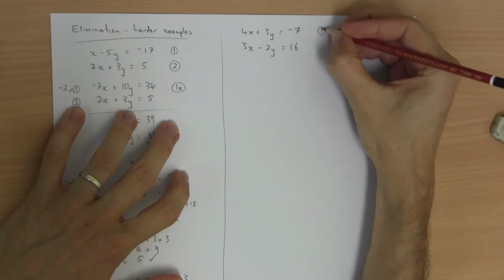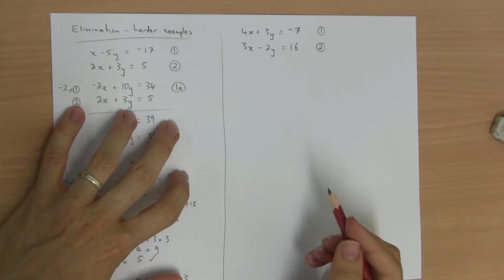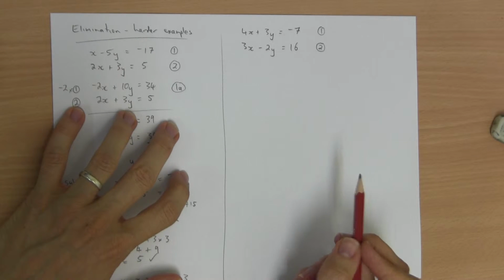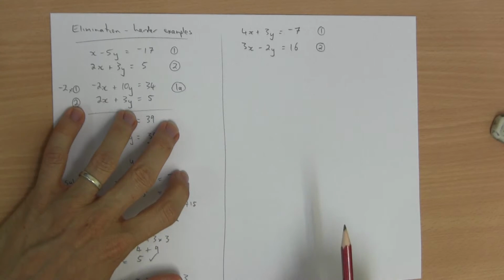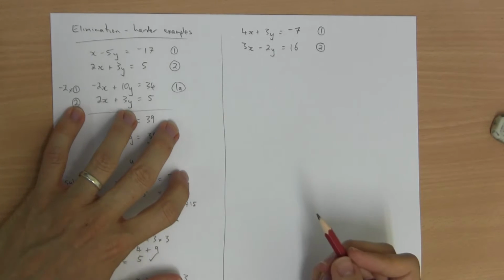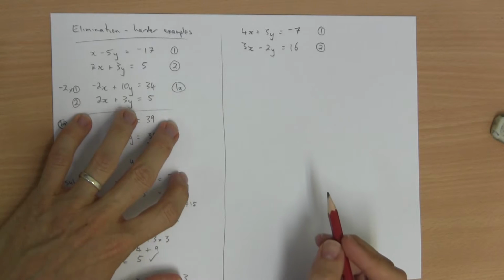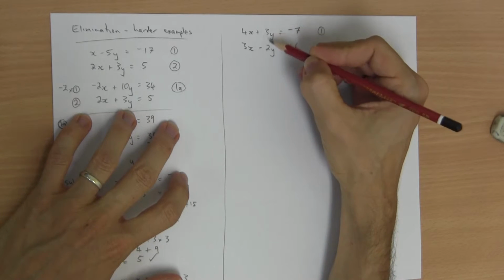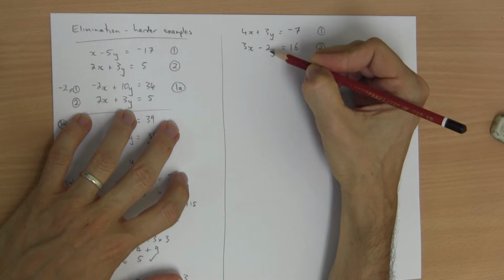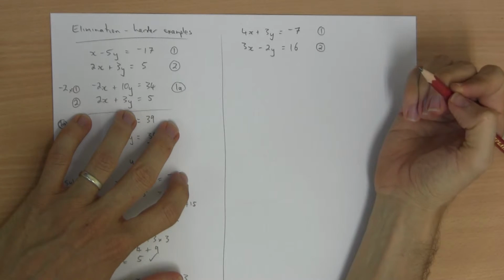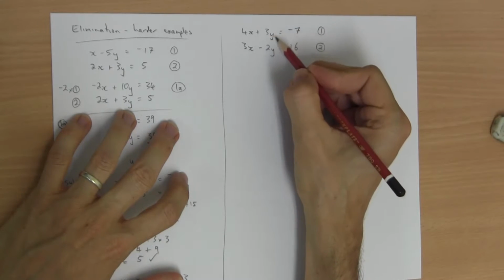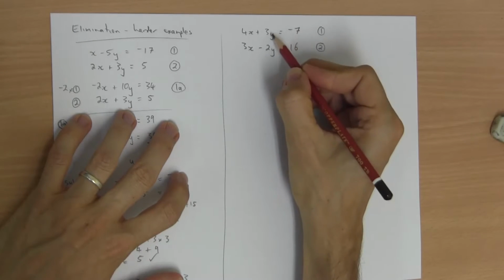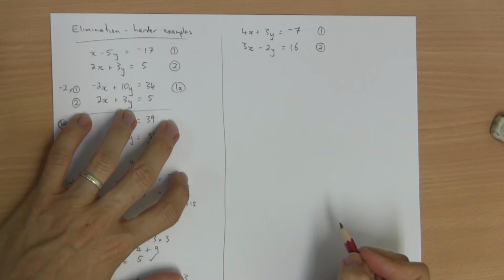So here's what we do. I need to make one of the variables have the same coefficient. It doesn't matter which one, I've just got to have the same coefficient. And for ease of adding my equations, it'd be nice if they had opposite signs. So if you look at y, they've already got opposite signs, but how can I make the coefficients the same? Well, it's actually very like fractions. If I multiply the 3 by 2 and the 2 by 3, I'll end up with 6y on both equations.